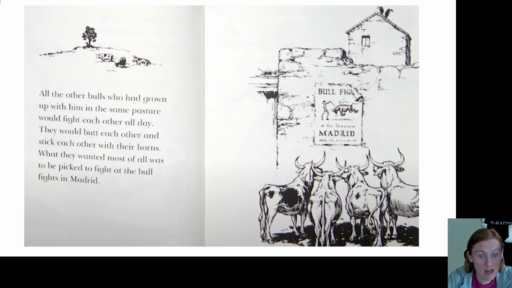So again, we're getting another clue about where the story's taking place. Madrid is a city in Spain, right? A very big city that is known for its bullfighting, which is a sport in which there's a person in an arena or in a big open space with a red cape, and they try to get as close as they can to a charging bull without getting hit. All right, so this is a sport that they practice in the country of Spain.